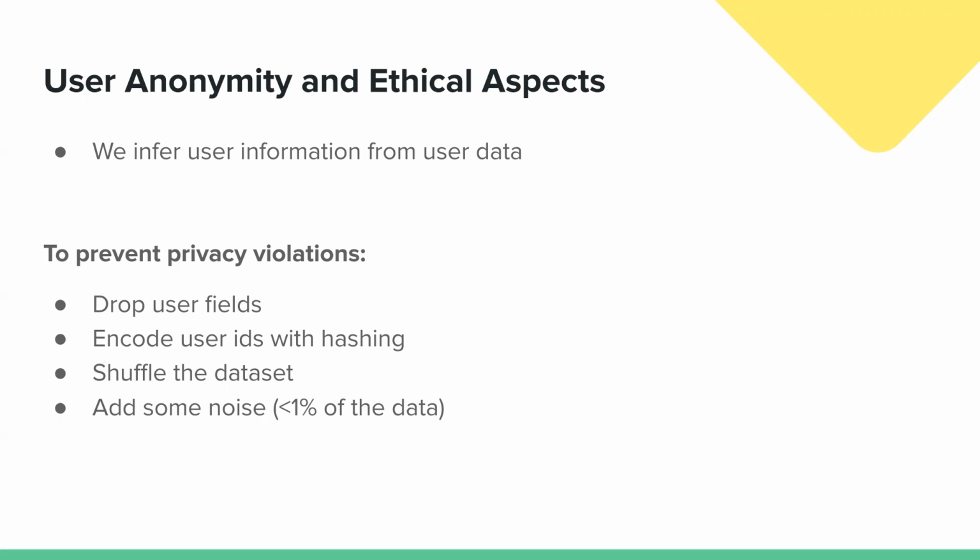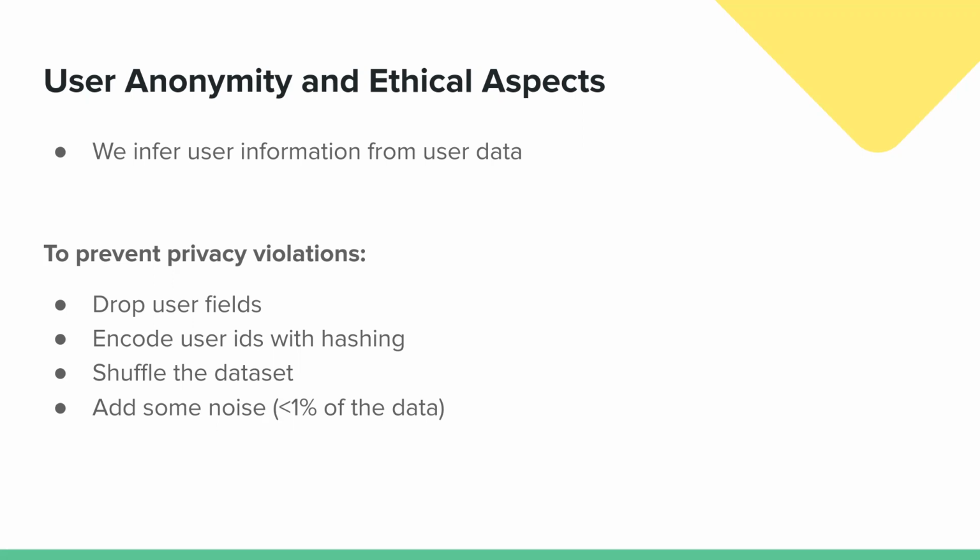To prevent privacy violations, we dropped user fields. We encode user IDs with hashing. So once you have the final data frame in output, you won't have access to the user ID, but you'll have access to the hash of the user ID. This means that if you have multiple tweets by the same user, you will be able to detect that they are by the same user, but you will not be able to reconstruct who the user actually is. We shuffle the data set. We add some noise to make it more difficult to reconstruct. This noise is around 1% of the data, so it shouldn't compromise analysis in the aggregation. But still, we think this can allow us to better protect users.